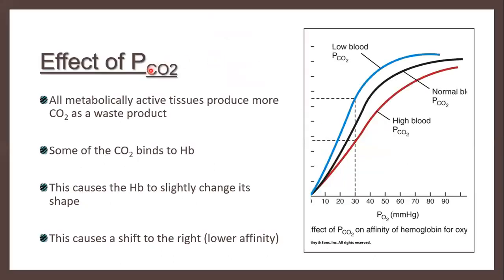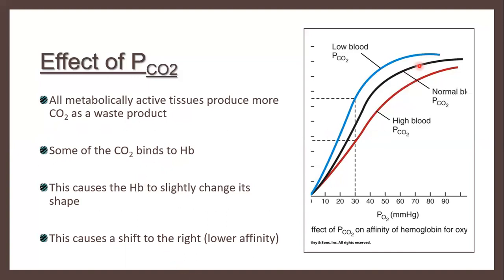Third factor is the effect of partial pressure of carbon dioxide. It has the same effect as hydrogen. All metabolically active tissues produce more carbon dioxide as a waste product. So they produce carbon dioxide, they produce acids. All of this happens during exercise. Some of the carbon dioxide will bind to hemoglobin. This will change its shape and will cause a shift to the right.